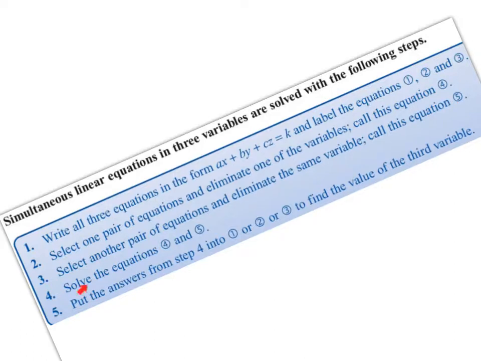Step 4. Solve the equations 4 and 5, or if you call them D and E. So if you did get rid of the z's in equation 4 and equation 5, you're now solving for x and y. Step 5. Put the answers from step 4 into 1 or 2 or 3, so into one of the original equations, and find the value of the third variable. So you are probably subbing in your x value and your y value to find your z value, your third variable, which is your z value.